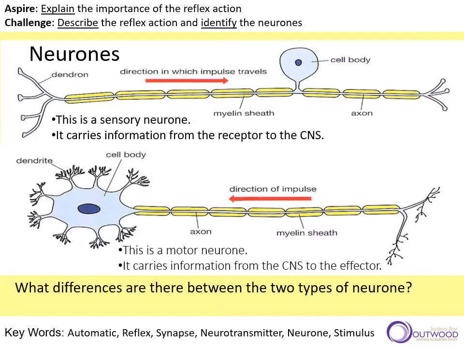So this is what a neuron looks like. So you can see that there are two neurons there. One's a sensory, that's the top one, and one's a motor. You can see that at the bottom. What I want you to think about is what's the difference between them. And that's a simple description. Give me one minute. What's the difference between those neurons? There you go. So what are the differences between those two neurons?